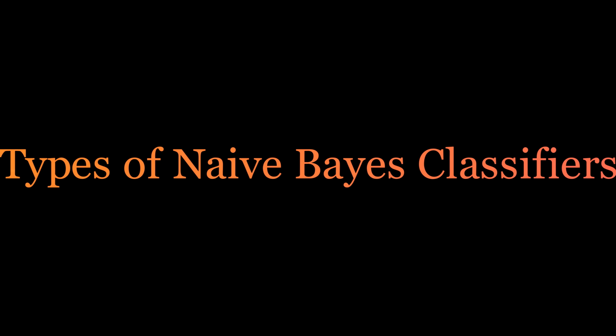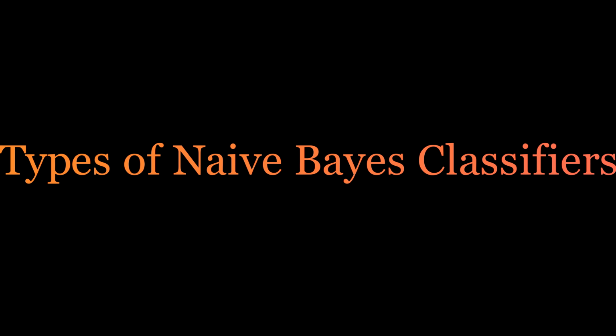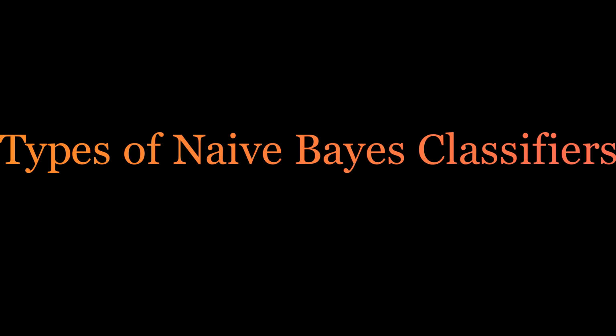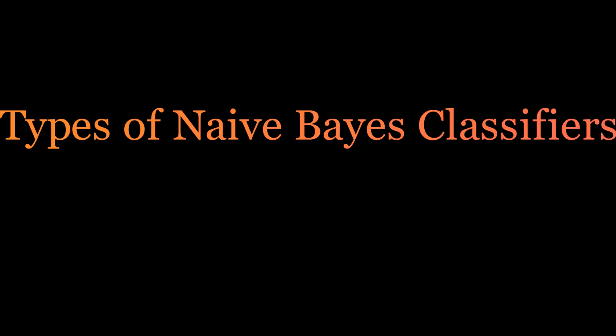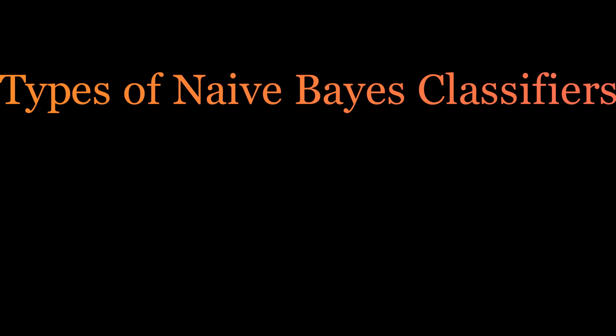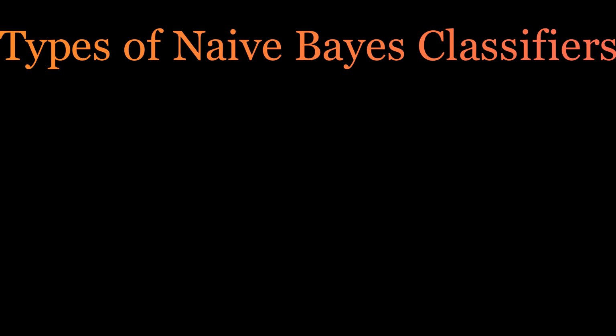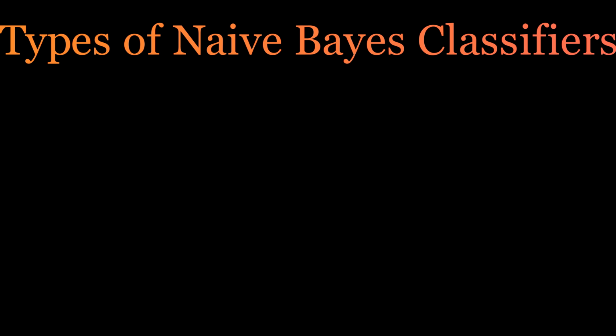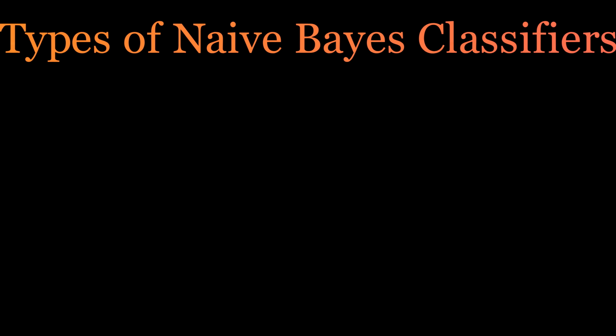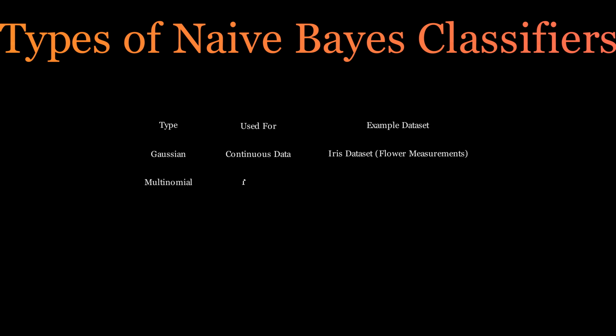Naive Bayes is a family of probabilistic classifiers based on Bayes' theorem. It assumes that features are independent, which simplifies computation. There are three main types: Gaussian, multinomial, and Bernoulli naive Bayes. Here is a table showing the different types of naive Bayes classifiers and their applications.